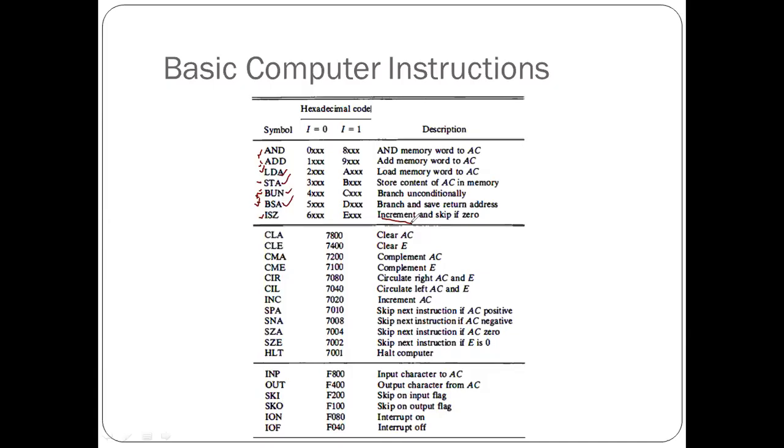Skipping here means only the subsequent instruction will be skipped, and execution proceeds to the next instruction. Okay, so only the subsequent instruction available will be skipped. This is another memory reference type.